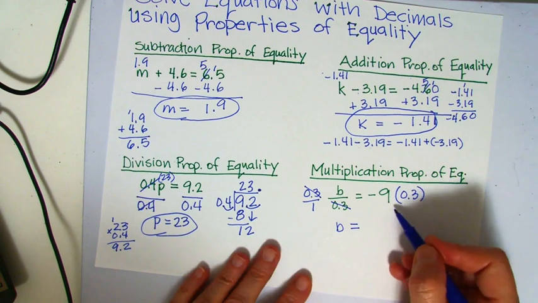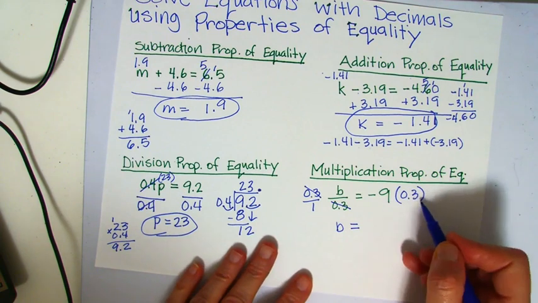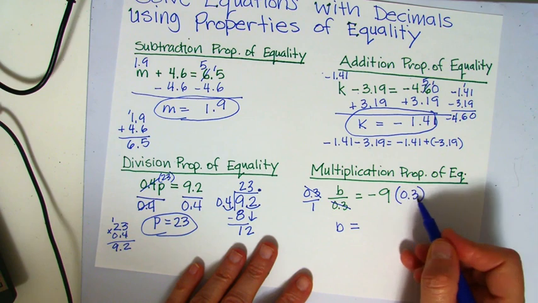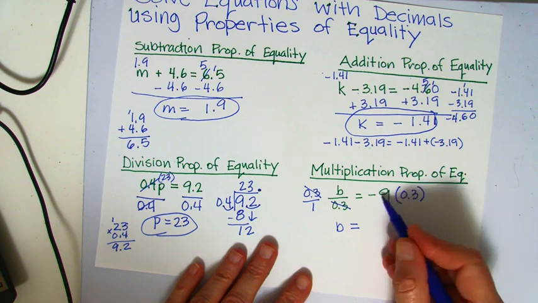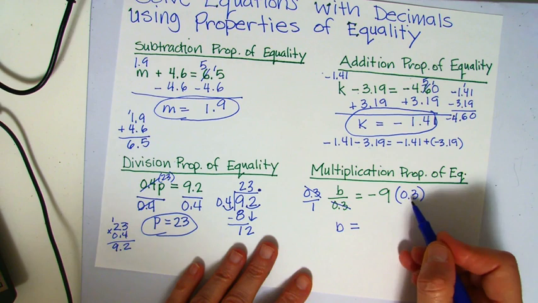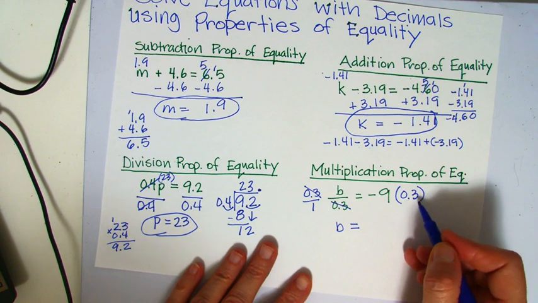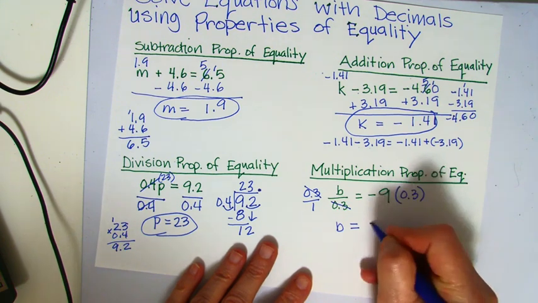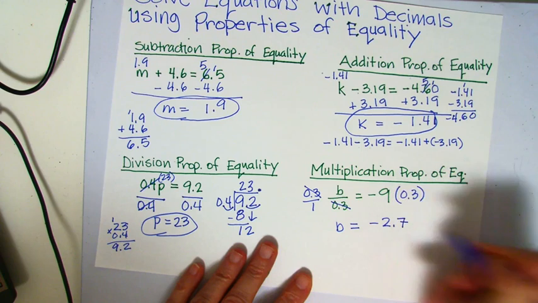Now I need to multiply -9 times 0.3. Well, 9 times 3 is 27. 9 times 0.3, or 3/10, is going to be 2.7, or -2.7.